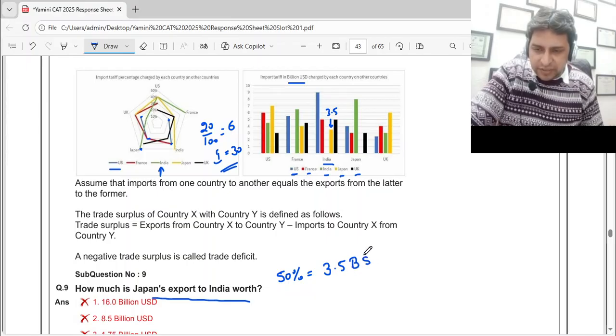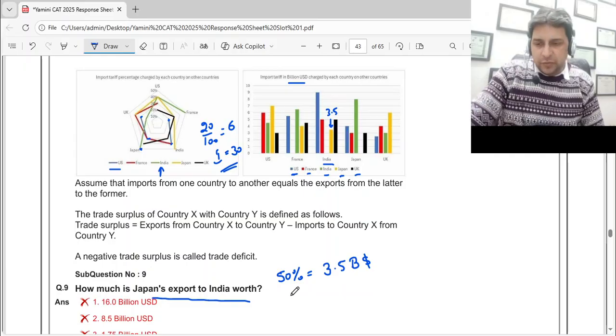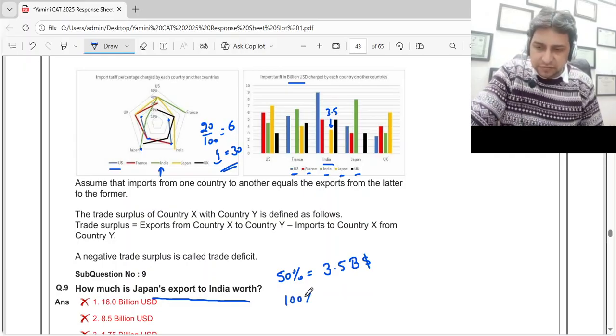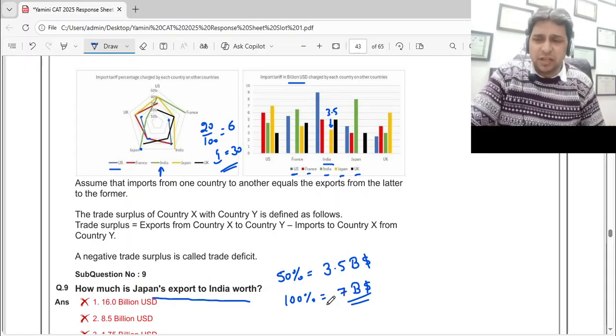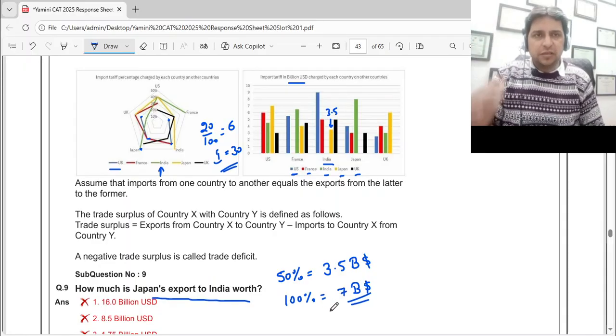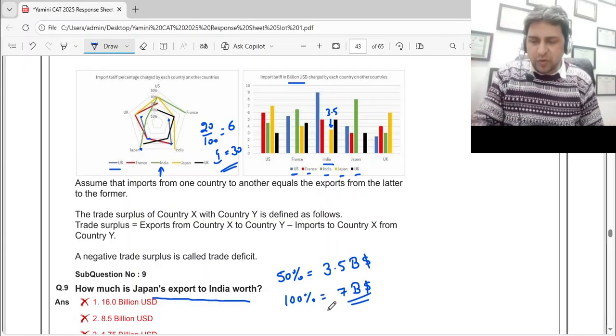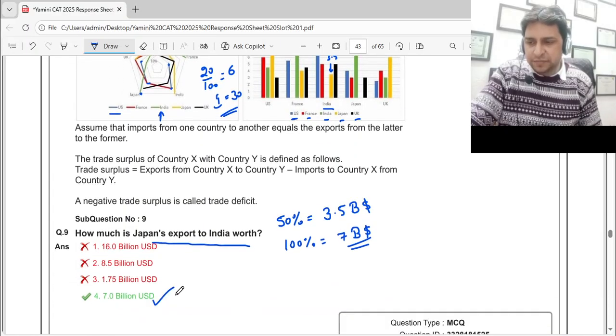Let's put a dollar sign. If 50% is 3.5 billion USD, how much is 100%? Double, of course. The answer is 7. Was it tough? It is not tough. Somebody looking at the graphs may find it difficult, but once you start doing it, I don't think it is difficult. It is quite straightforward. And that is the answer here too: 7 billion USD.